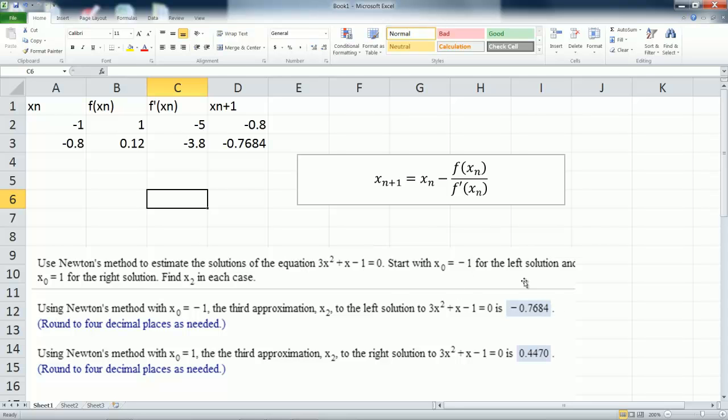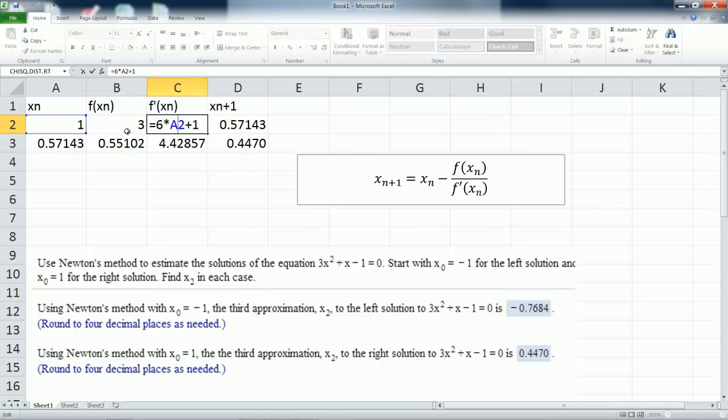Well, the big part of it is now the second part that says use x sub 0 equals 1 for the right solution. The only thing I have to change is my starting value because everything else is formulas and it'll update. So I type a 1 in, I press enter, and I get 0.4470. Now what I'll do is I will save this Excel spreadsheet so you can actually see the formulas. How you see the formulas, you either just click on them and you can see them in the formula bar, or you can double click and it'll actually show you which cells are being referenced.